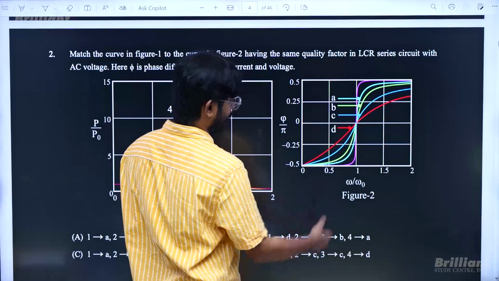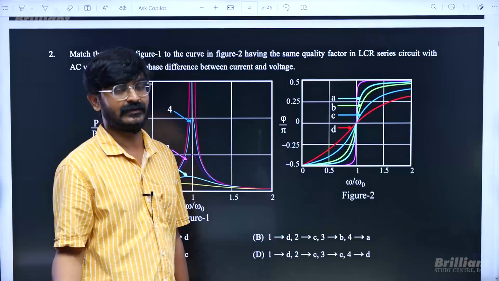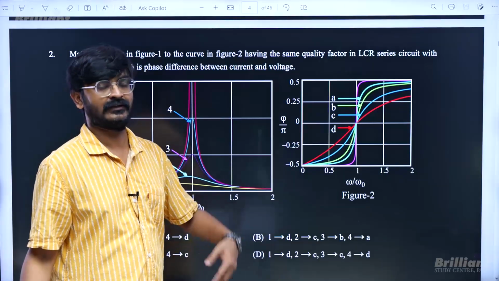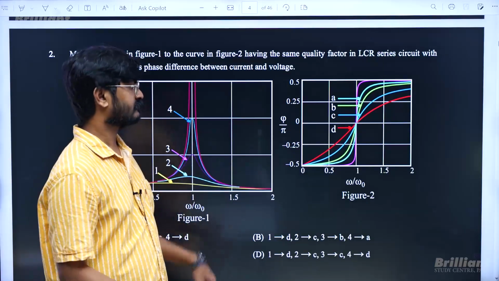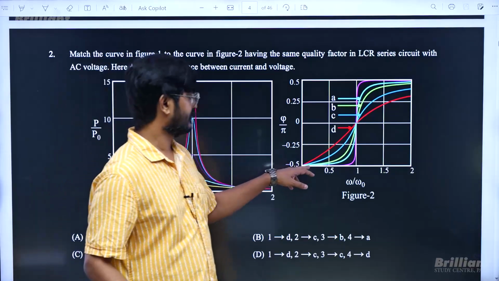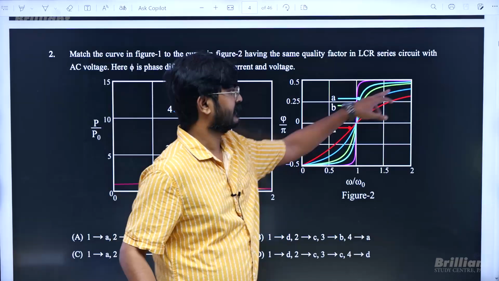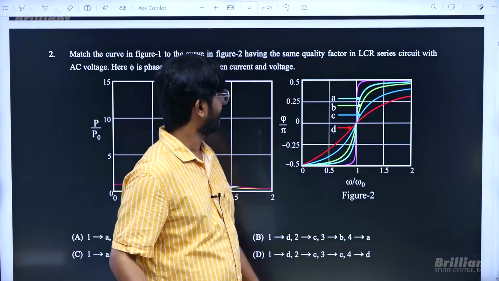So the other way of saying it is when omega is tending to 0, then XC value will be dominating. So voltage will be lagging, that is the reason it was minus pi by 2. So here voltage will be leading.